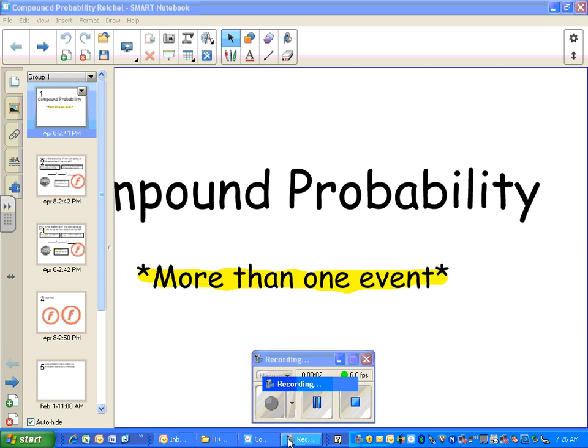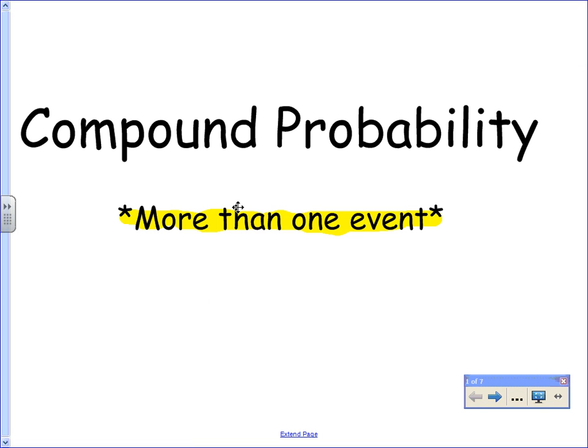We've been talking about probability a lot in class today. I'm going to talk to you guys a little bit about something called compound probability. Compound probability is when you have more than one event that you want to occur right in a row, or at the same time, and we're finding the probability that both of those things will happen.